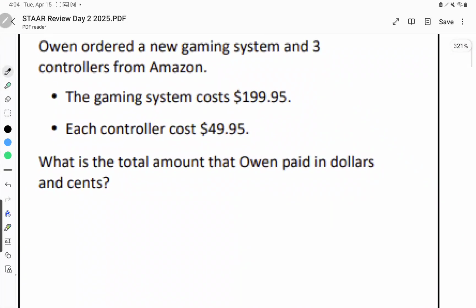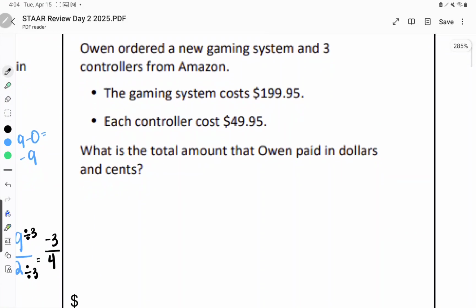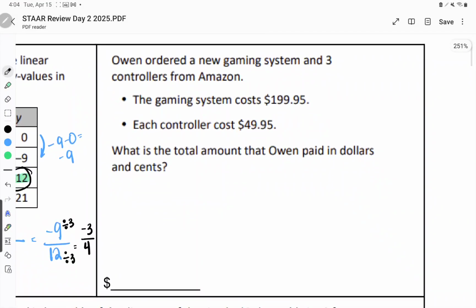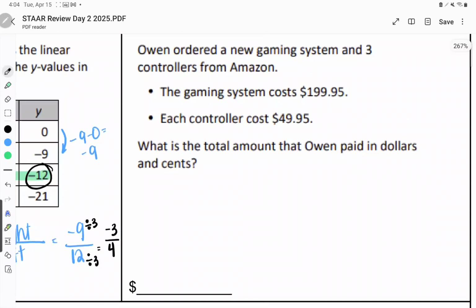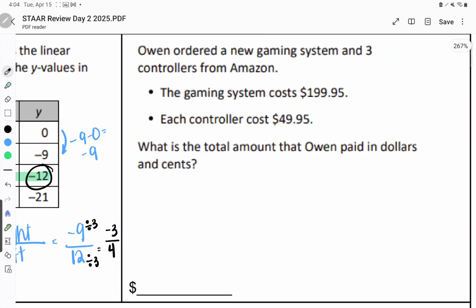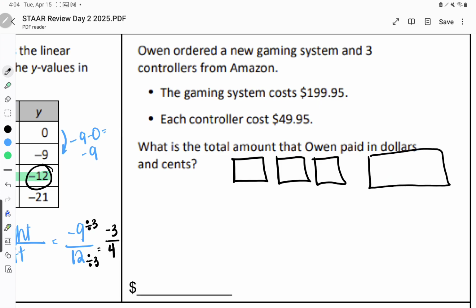Next one, Owen ordered a new gaming system and 3 controllers from Amazon. The gaming system costs $199.95, and then each controller costs $49.95. So I'm going to draw a picture to kind of help. These are going to be my controllers, and then this is the gaming system.